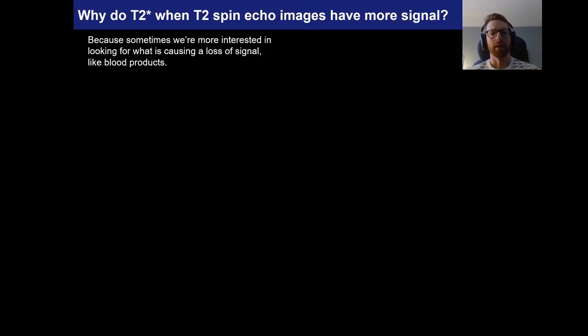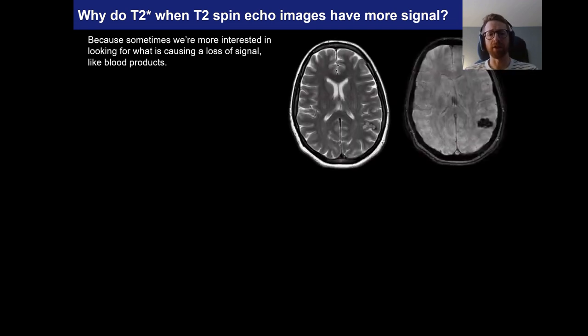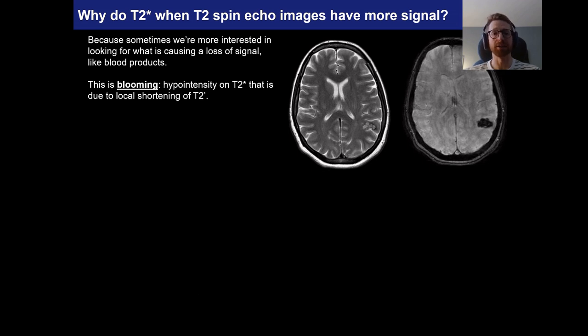Blooming. Why bother with a T2 star or T2 gradient echo image when T2 spin echo images have more signal? The answer is that sometimes we're specifically interested in what's causing a loss of signal, like blood products. Consider the following two images, which demonstrate the principle of blooming: hypointensity on T2 star that is specifically due to shortening of T2 prime.